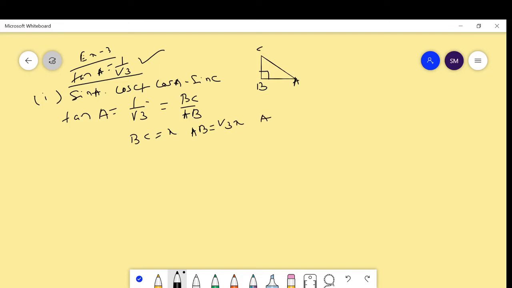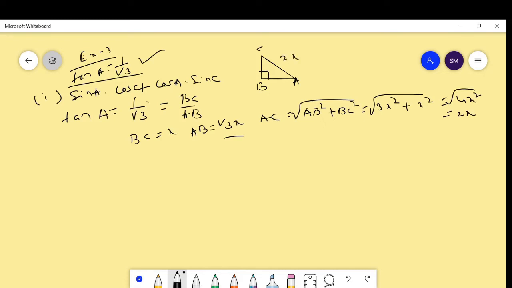Then by using Pythagoras theorem, AC is equal to square root of AB square plus BC square, which is equal to square root of root 3x whole square, which is 3x square plus x square, which is equal to square root of 4x square, which is equal to 2x. Then AC is 2x, where AB is root 3x and this is x.